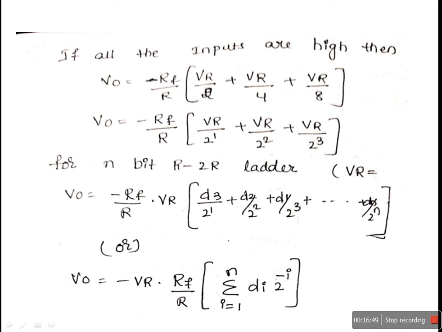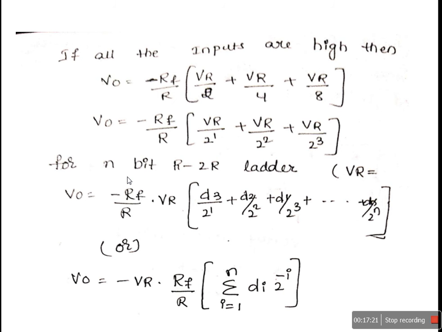So already we know that for the summing amplifier the output voltage is nothing but minus VR by R, and if all are 1 you need to consider all the voltages, that is VR by 2, VR by 4 and VR by 8. So this is also written as VR by 2 power 1, VR by 2 power 2, VR by 2 power 3. So we are getting the voltage only when the corresponding bit is 0 or 1. If the bit is 0, the VR equal to 0. If the bit is 1, the VR equal to some value.